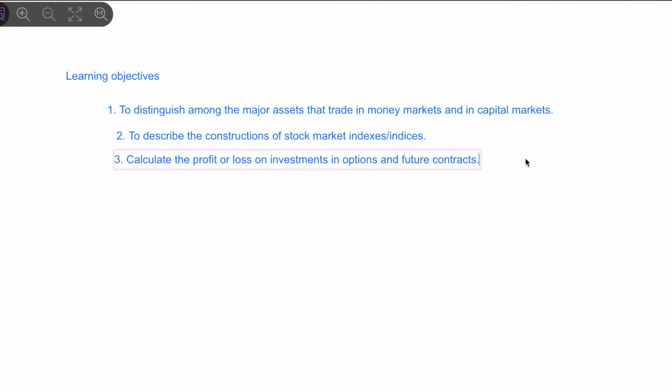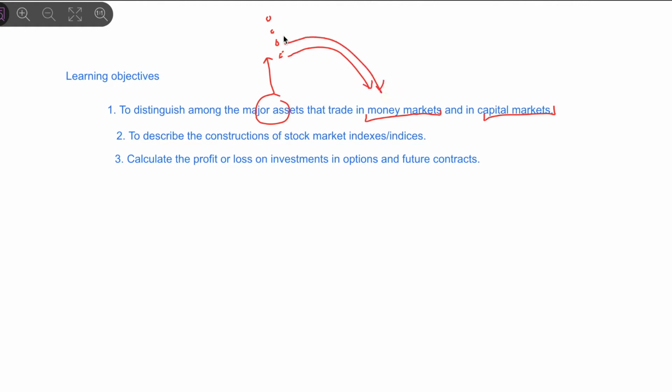So our goal on this chapter is to distinguish among major assets that trade in money markets and in capital markets. So what do we see here is we have to distinguish among major assets, right? So inside of the asset, we have different asset classes, right? And we have two markets. We have money markets and capital markets, right? So we have to distinguish these assets, which belongs to money market and which belongs to capital market, okay?